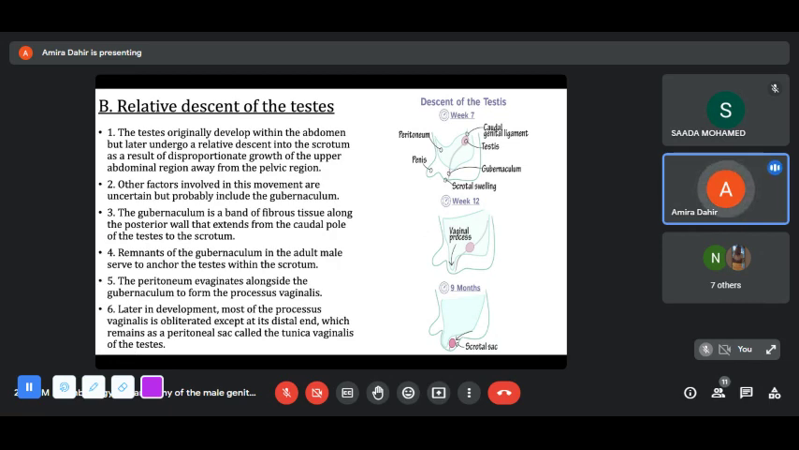The peritoneum evaginates alongside the gubernaculum to form the processus vaginalis. Later in development, most of the processus vaginalis is obliterated except at its distal end, which remains as a peritoneal sac, and this will be known as the tunica vaginalis of the testis.